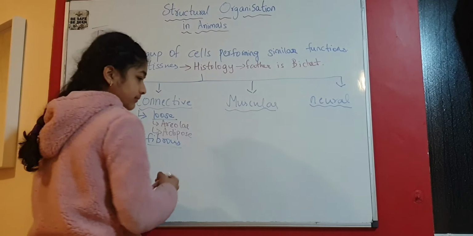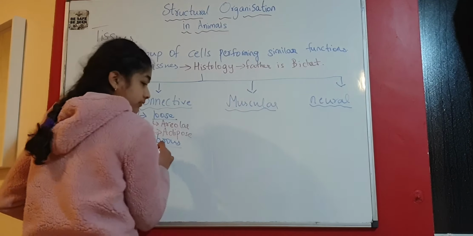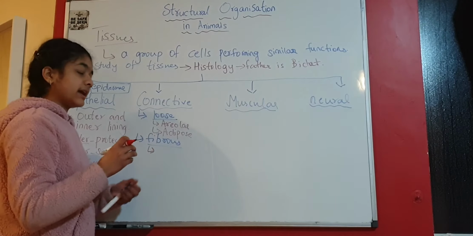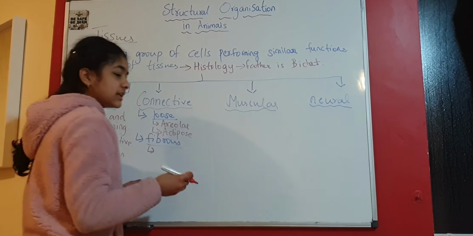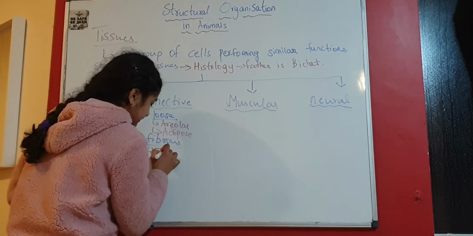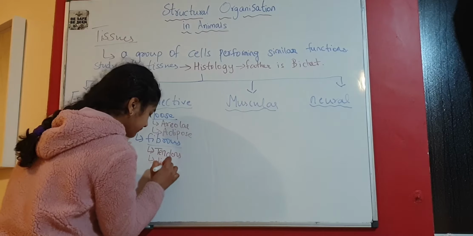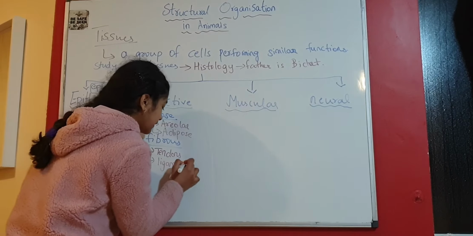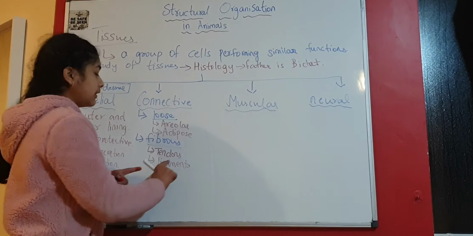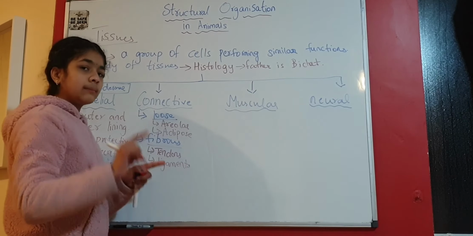Fibrous means it has a lot of elastin and collagen fibers. Here we have tendons and ligaments. Ligaments connect bone to bone. Tendons connect bone to muscle.